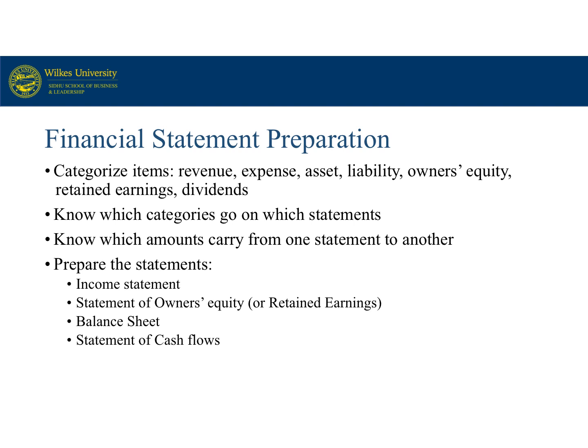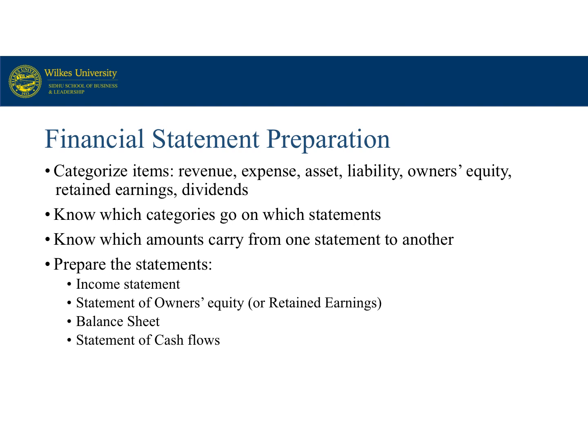So after categorizing the items and knowing which items go on which statement, and which items carry from one statement to the next, we will prepare the statements. It's easiest to start with the income statement because the net income or loss goes to the statement of owner's equity. This statement can also be called the statement of retained earnings, depending on how many equity items exist for the company. We'll call it a statement of retained earnings here.